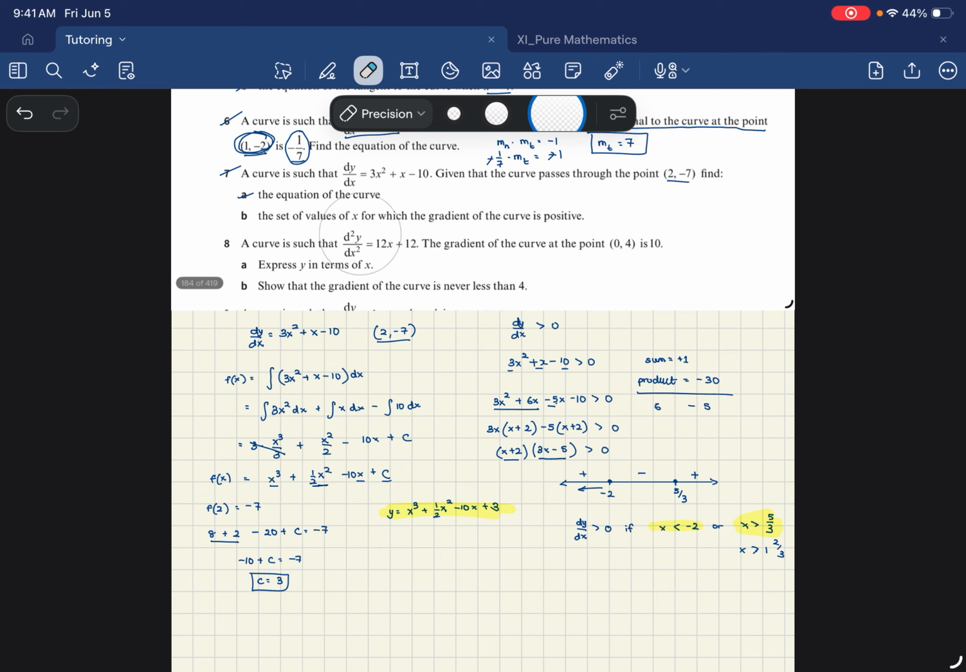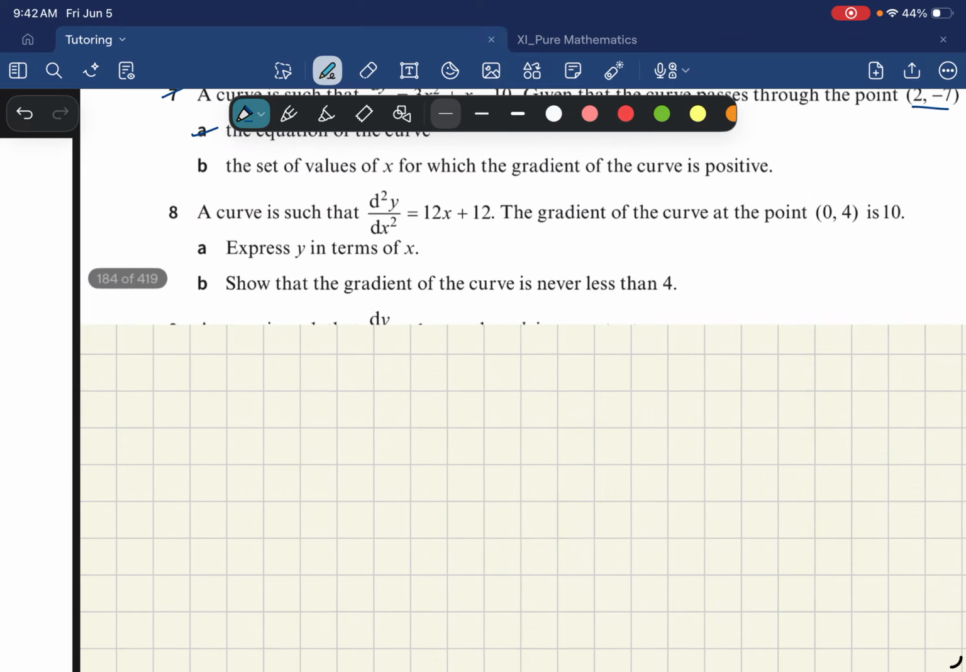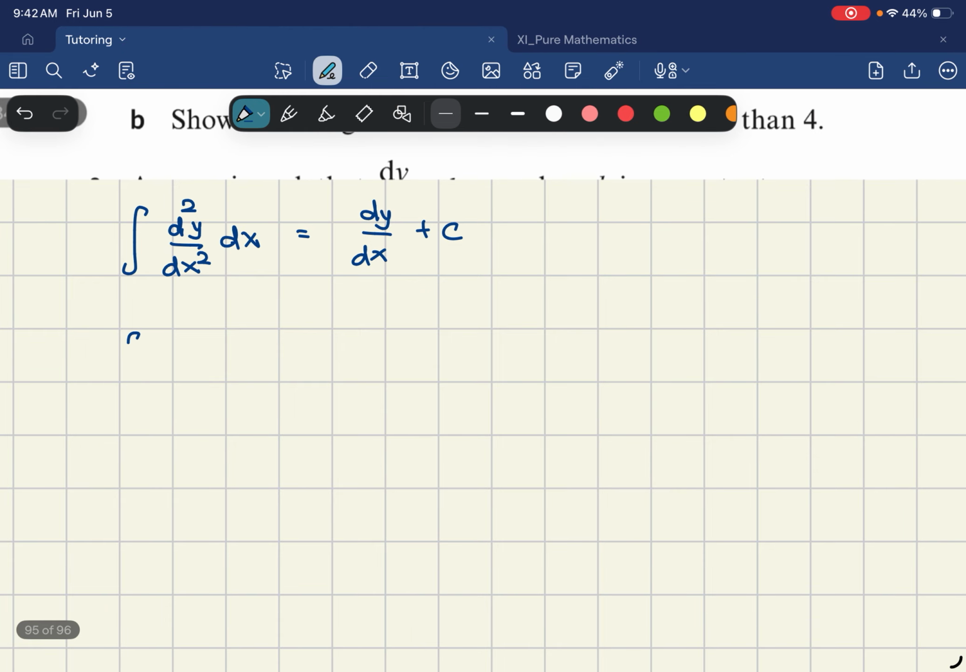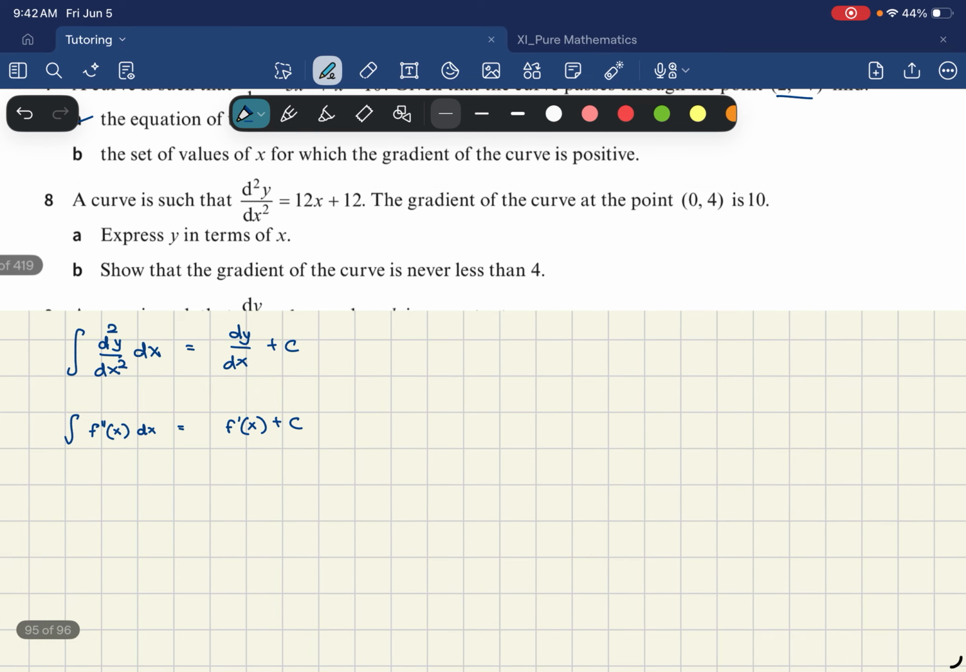Question 8 gives us a second derivative. So basically, we discussed second derivatives, I believe, in chapter 5. d squared y by dx squared, if you integrate this with respect to dx, you're going to get dy by dx plus c. So basically, if you integrate your second derivative, you are going to get your first derivative plus some constant. That is what you have to keep in mind.